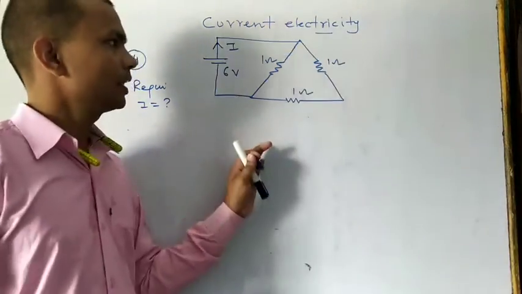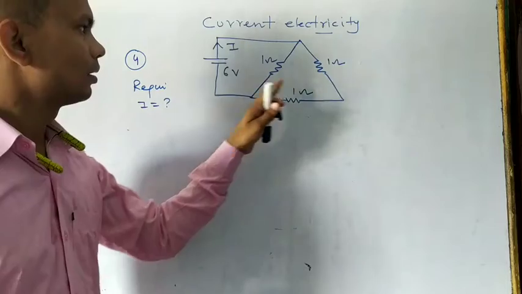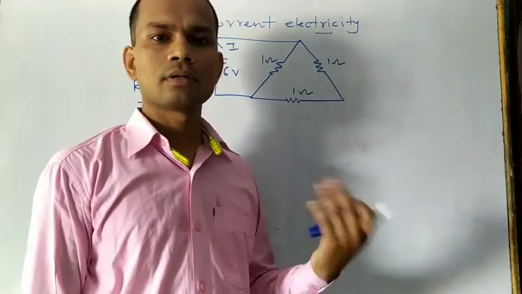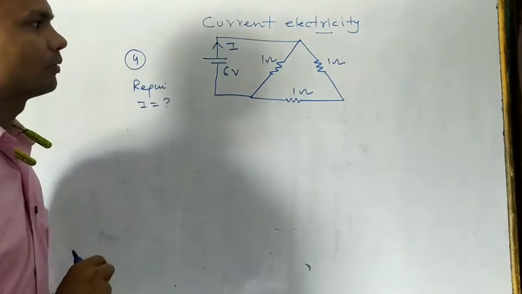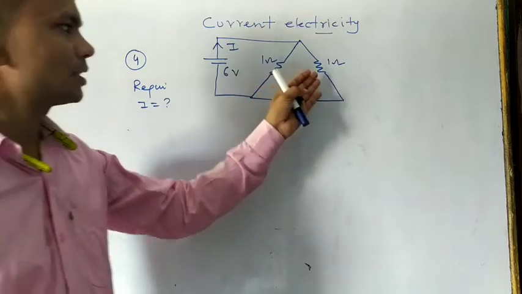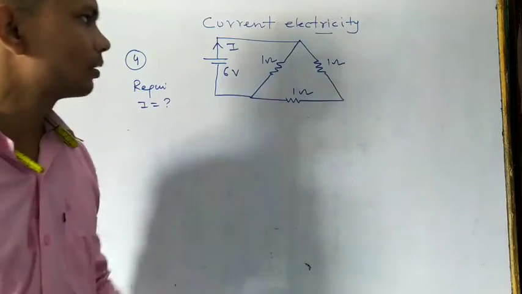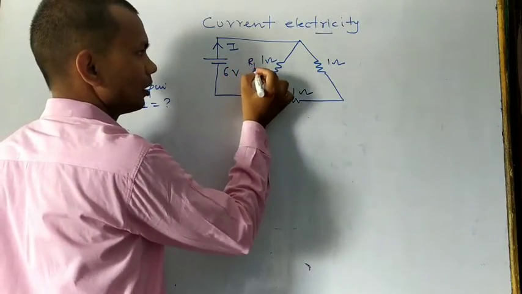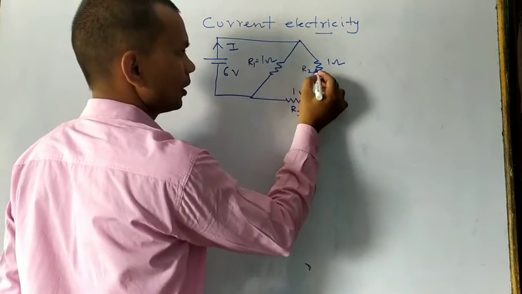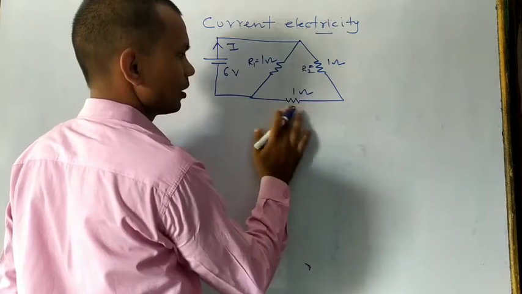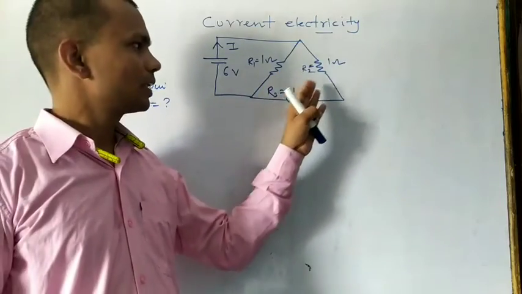Now here is the next problem. This is given. We want to calculate the equivalent resistance, and second, the current flowing in this circuit. I we want to calculate, and also R equivalent. So here you have to see how many resistances there are. 3 resistances are there, and they are connected in the shape of a triangle. Suppose this is R1, this is R2, and this is R3, right? Each of them is a 1 ohm resistance.